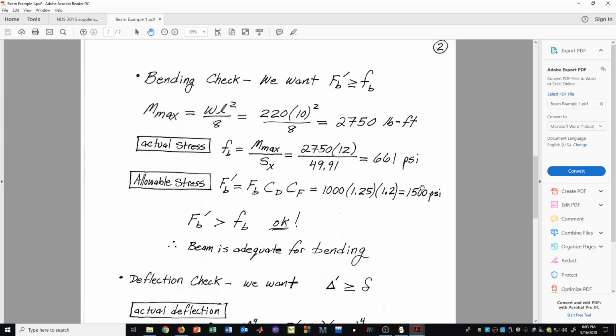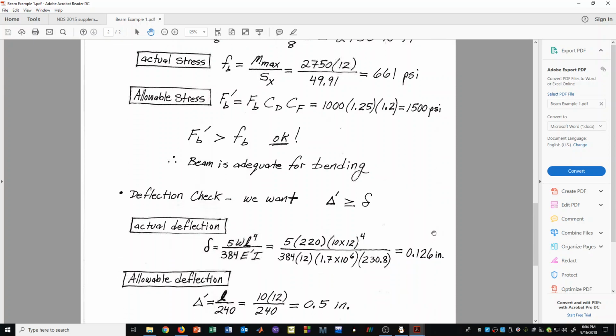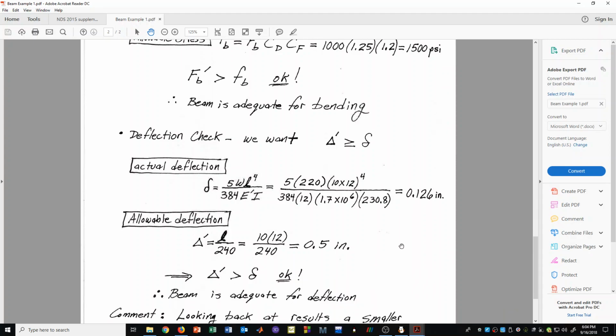Clearly, that number is greater than the actual stress. So our allowable stress is greater than the actual stress caused by the applied loads. And that then ensures a safe condition. We have not exceeded this allowable stress. So we can conclude that our beam is adequate for bending. The last thing we need to do that is common according to the code is we need to check deflections.